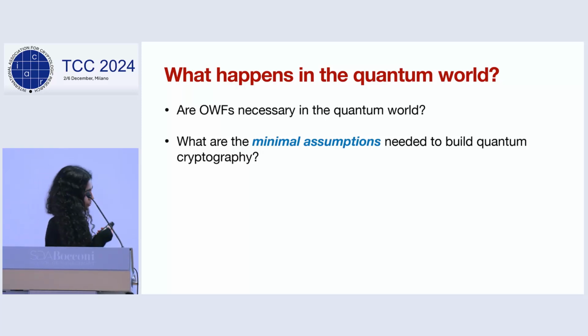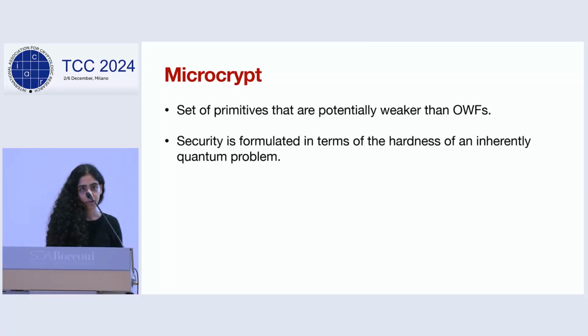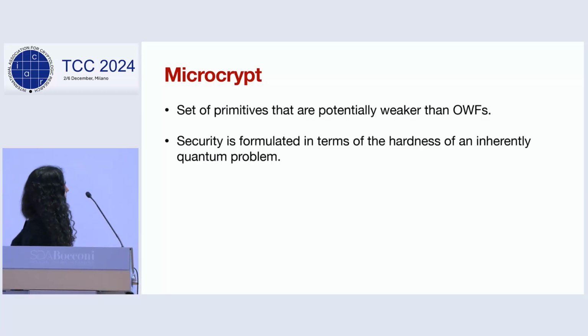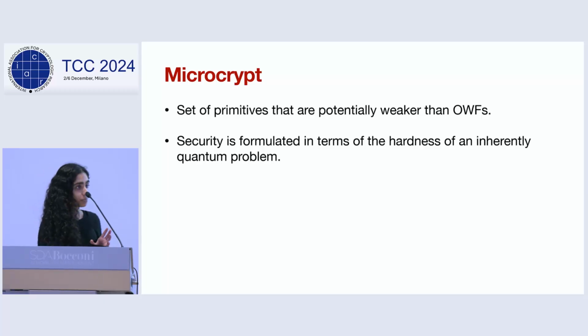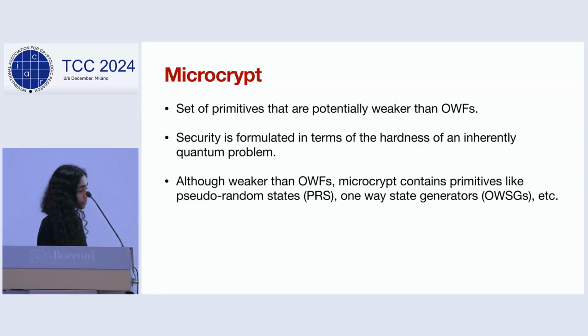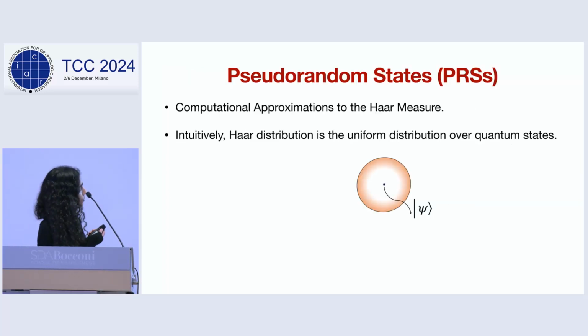Inspired by this question, the class MicroCrypt was coined by Tomoyuki Morimae, and this is a set of primitives that are potentially weaker than one-way functions. And these are quantum primitives, so their security is formulated in terms of the hardness of an inherently quantum problem. Although they're weaker than one-way functions, this class contains primitives like pseudorandom states, one-way state generators, and many more primitives. So this talk today will be focusing on pseudorandom states and its relationships with other primitives in quantum cryptography.